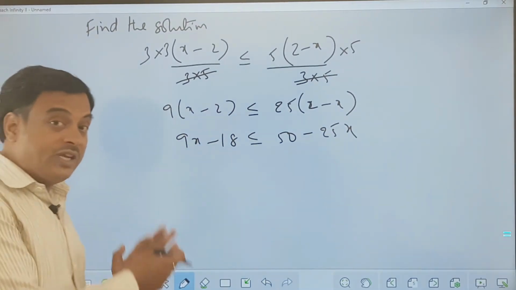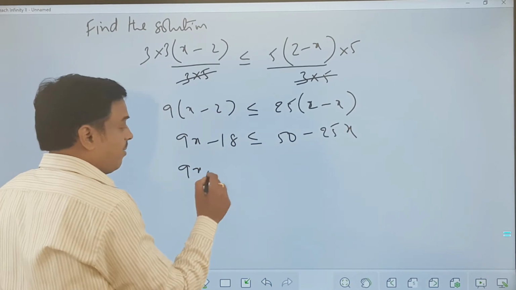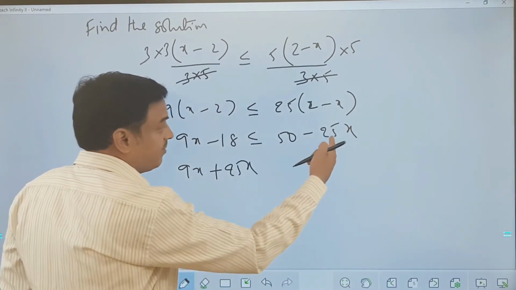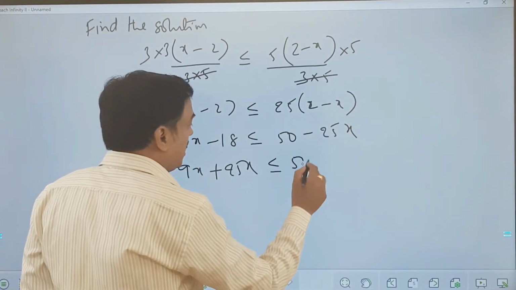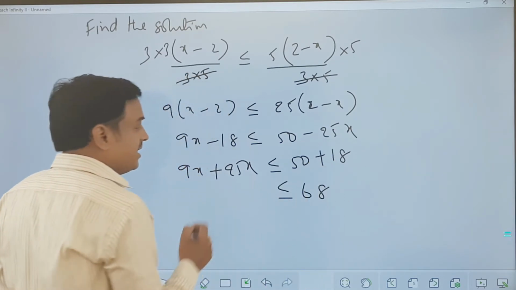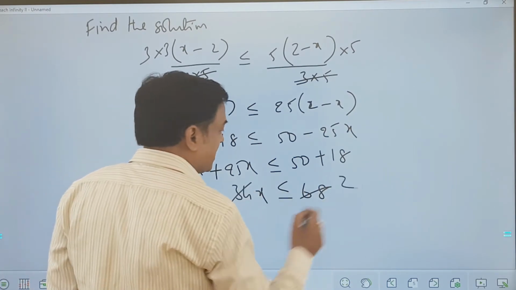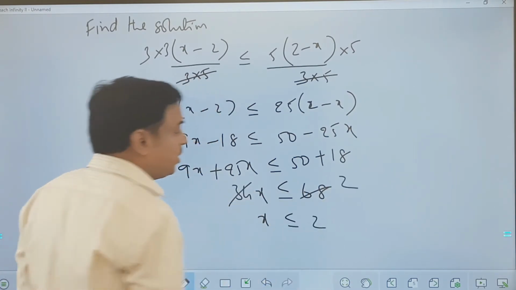Now, same as previous problems, we have to take x on one side. So 9x plus 25x, it will be, 25 to the other side, less than or equal to 50 plus 18, it would be, less than or equal to 68, and this one would be 34x. So this gets cancelled by 2 and x is less than or equal to 2 you get.